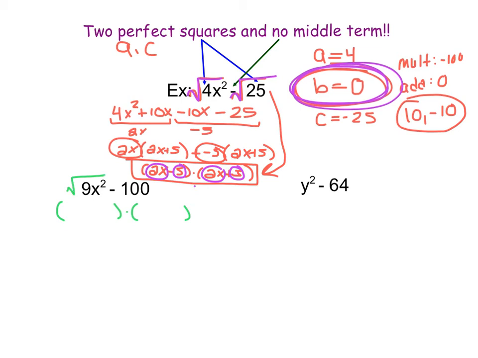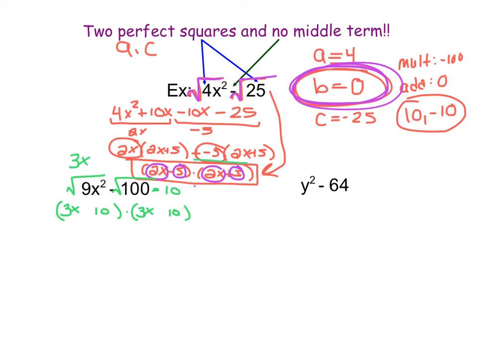The only thing I have to figure out is what goes inside of those parentheses. Well, I know that if I square root 9x squared, I will find that first value. The square root of 9x squared is 3x. So here I'm going to put 3x in the front of each parenthesis. I then square root 100, and I know the square root of 100 is 10. So I'm going to put 10 in the second part of my parentheses.